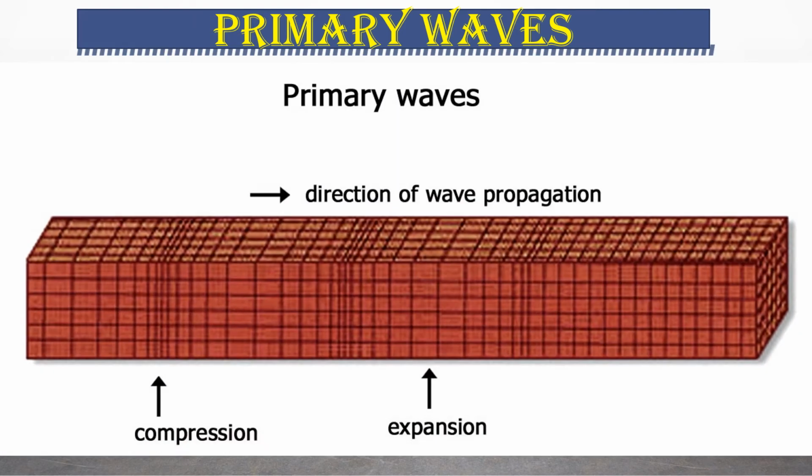Okay, let's get the diagram of the primary waves. Here is the diagram, where the waves go straight, but sometimes they compress and sometimes they expand. Here you can see in the diagram where the lines are very close to each other, that is the compression, and where they are spreading out, that is called the expansion. And this is the direction of wave propagation, on your right hand side. So this is the diagram of primary waves.